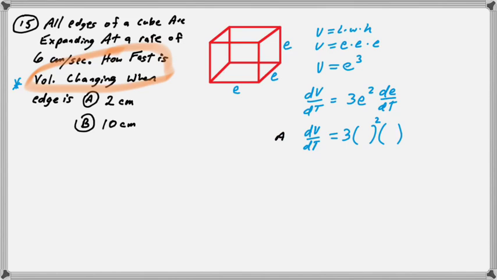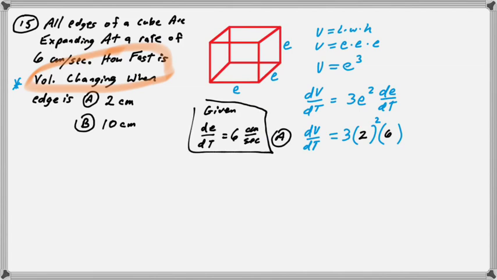Anyway, for part A, what is the edge? 2, and what's dE dt? That's what's given. How fast are the edges changing? 6 centimeters per second, according to this. So that's what I put in here. Given, and what am I trying to find? dV dt is what I'm trying to find.